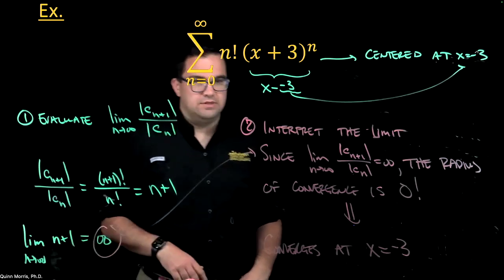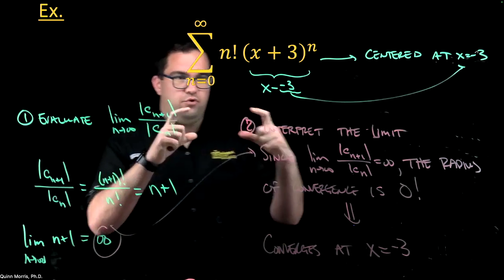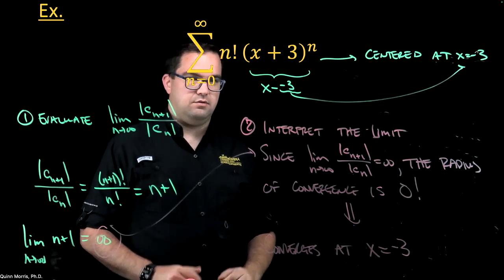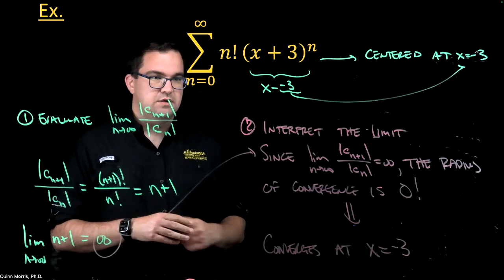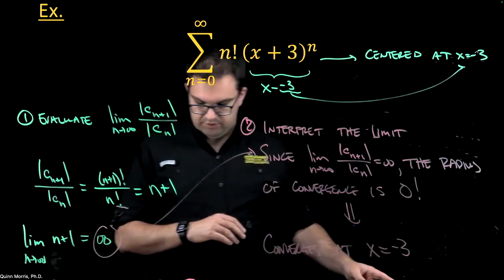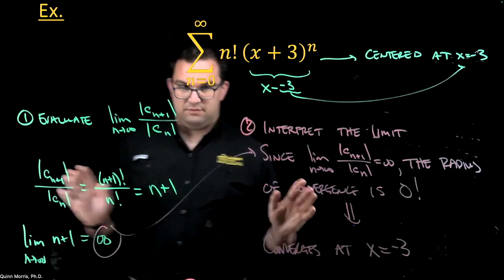There's no need to check endpoints here because we don't really have an interval of x values for which this power series converges. It only converges at x equal to -3, and we can just leave it at that.